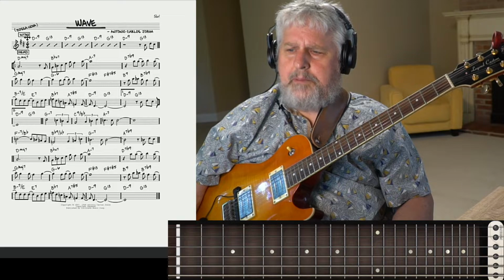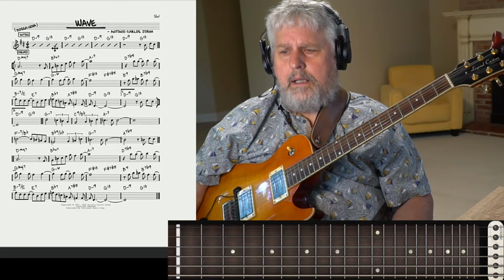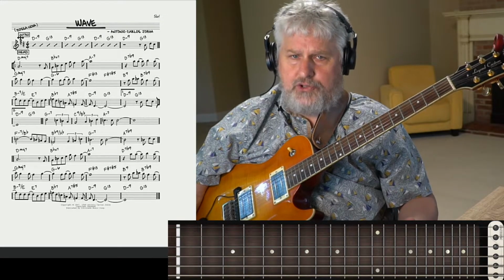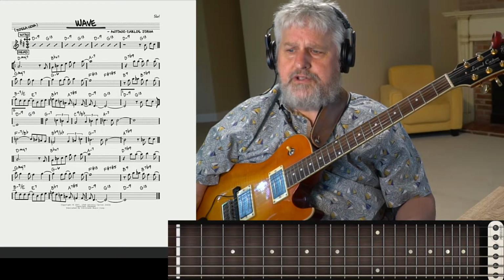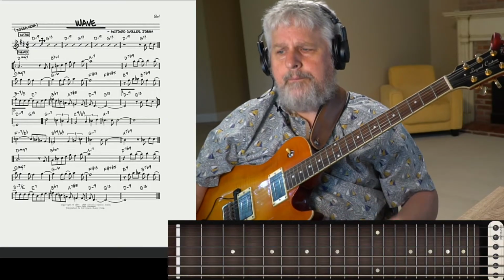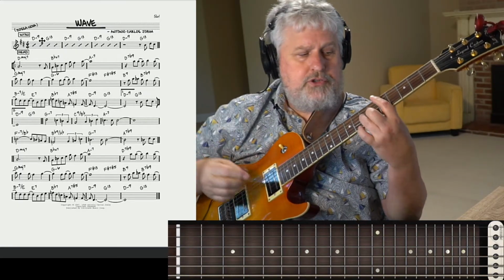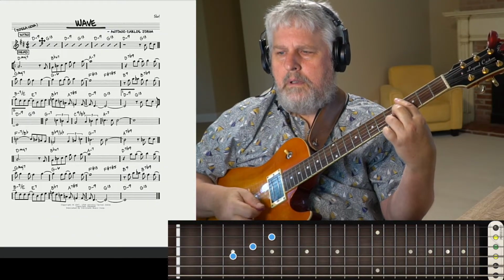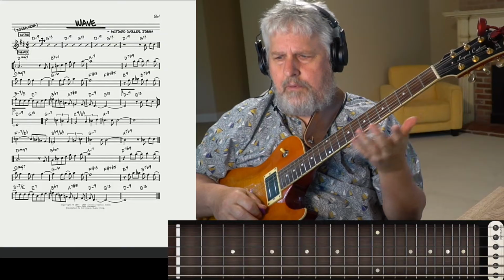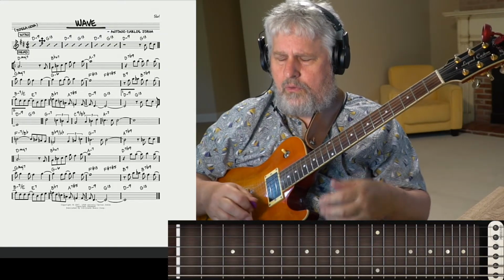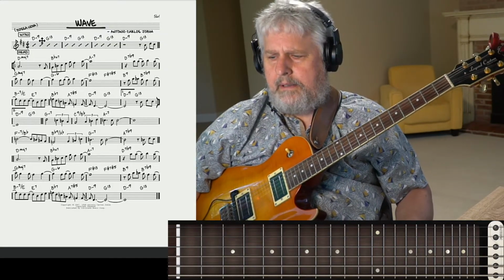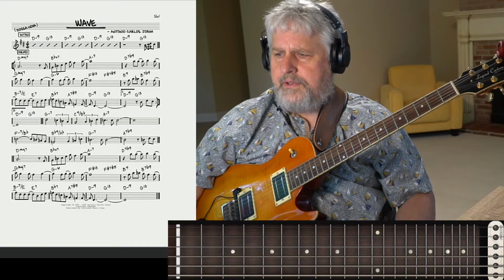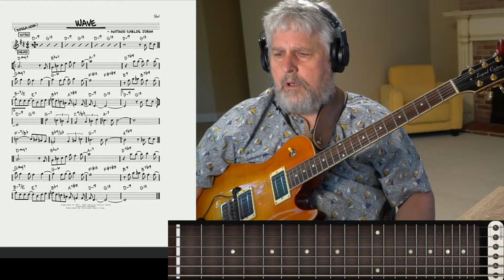He's using the parallel minor. In other words, the key of D major is the two sharps, but he's starting on D minor, the parallel minor, and he's doing a little 2-5. Right, and we're not going to talk about voicings and stuff like that right now. I'm just going through the meat and potatoes foundation of the chord progression itself, so harmonic analysis.